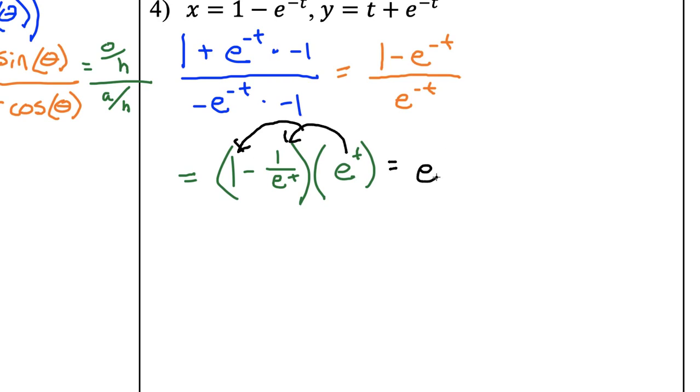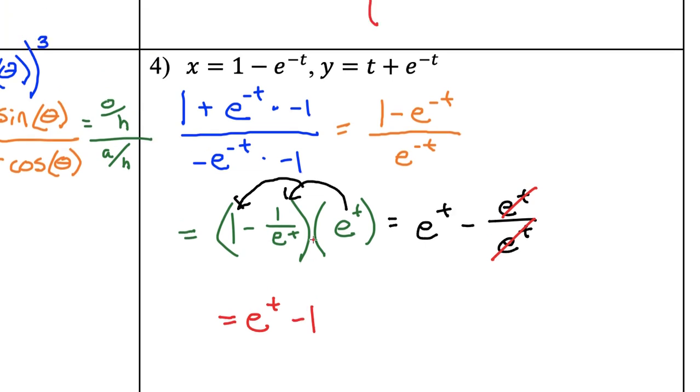When I do that, well, e to the power of t times 1 is e to the power of t, and then e to the power of t times this fraction is e to the power of t divided by e to the power of t. They're everywhere. And then, hey, that guy's 1. So that simplifies, they cancel out, and that's just 1. So our final answer is e to the power of t minus 1. And that's as far as I can go, unless, is that solvable for e to the power of t?